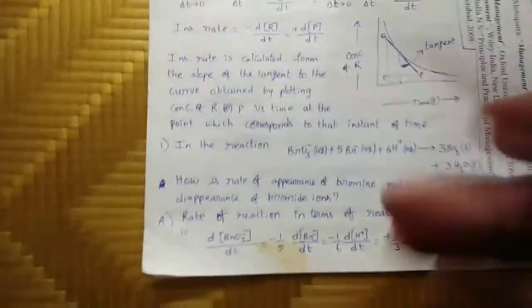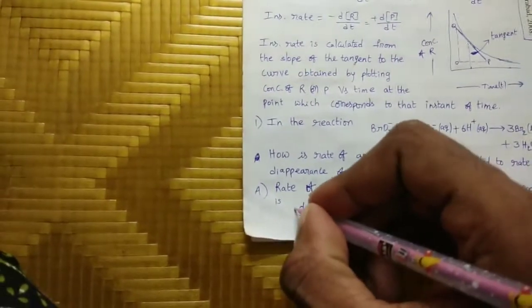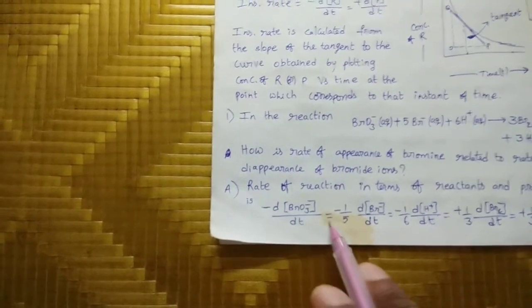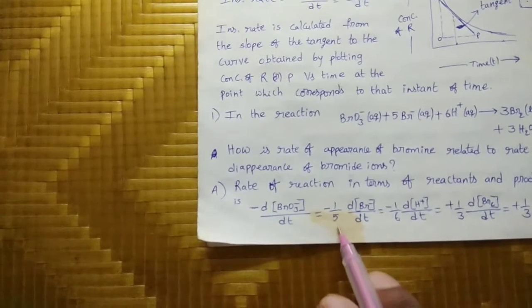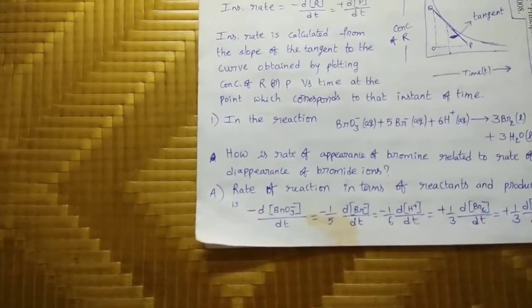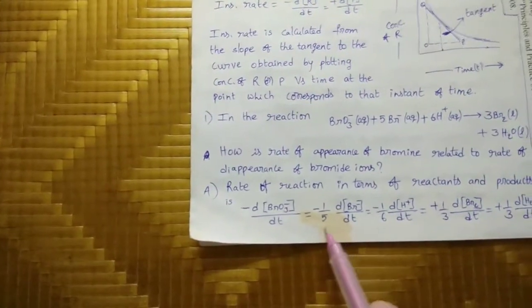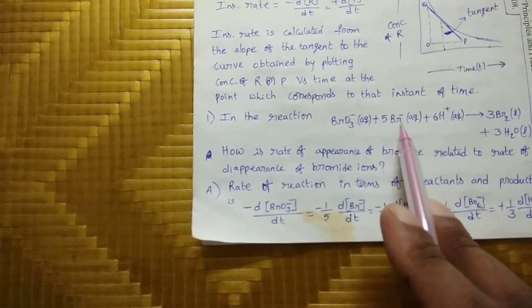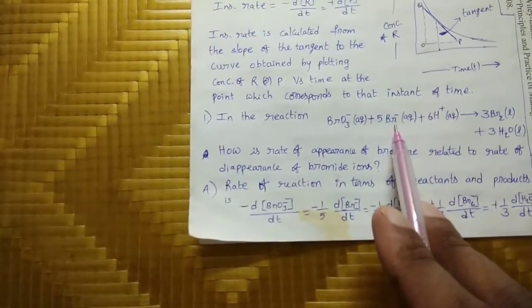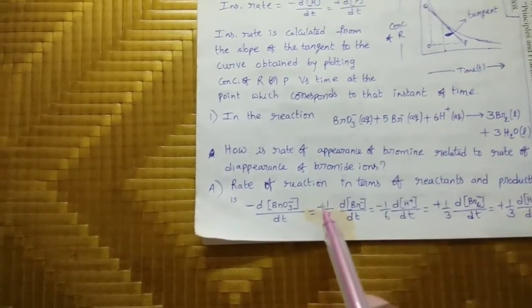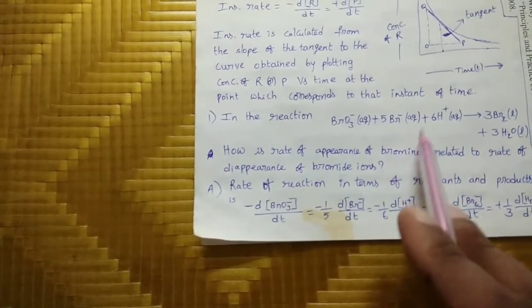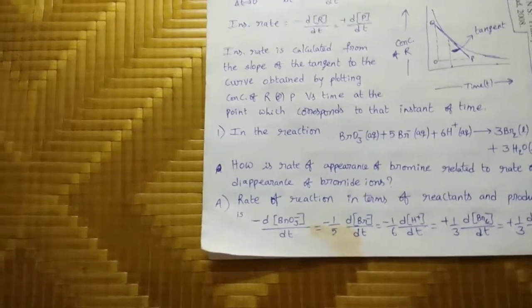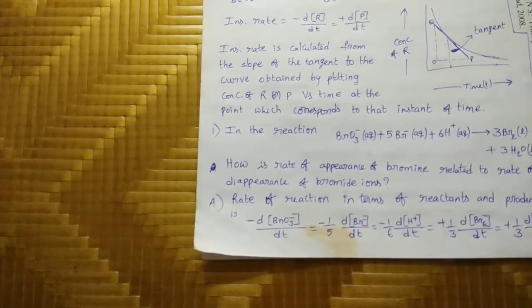For a decrease in the concentration, here we have to put a minus. Decrease in the concentration of the bromate ion equals minus 1/5 into decrease in the concentration of bromide ion. Here 1/5 means in the given equation the bromide ion coefficient is 5. With respect to this reactant, if we want the rate of reaction, then we should divide by 5. Here also the coefficient is 6. With respect to H plus ion, if we want the rate of reaction, then also we should divide by 6.